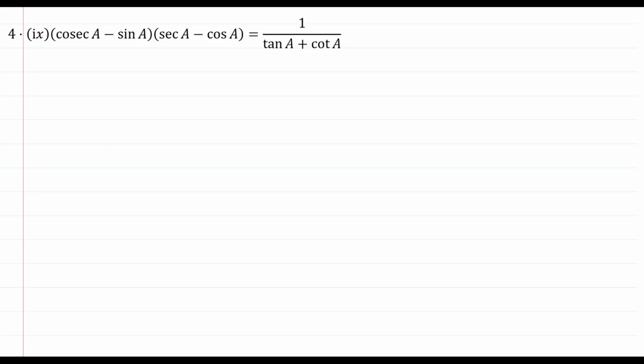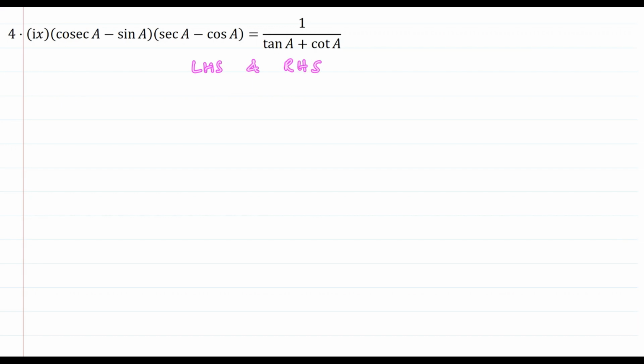In this video we shall see question number 9 of main question number 4, CBSE Class 10 chapter 8 trigonometry, wherein (cosecant A minus sin A) multiplied by (secant A minus cos A) is equal to 1 by (tan A plus cot A). Here in this question we will do LHS separately and then RHS separately.